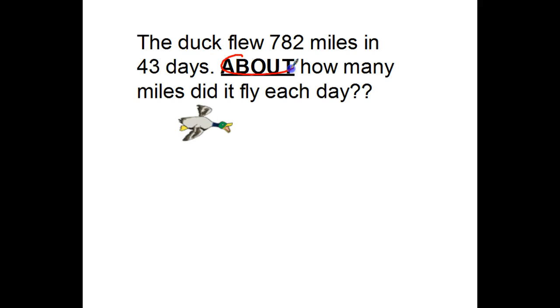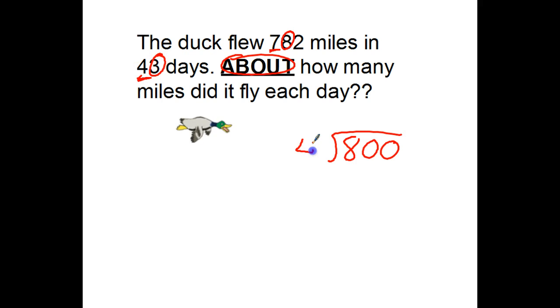Find the word about right there. Tells me I'm going to be rounding. 782. Underline the 7. Circle the 8 because 7 was in the highest place. It's going to round to 800. For my dividend, 43. Level 3 bully. It's going to round to 40.